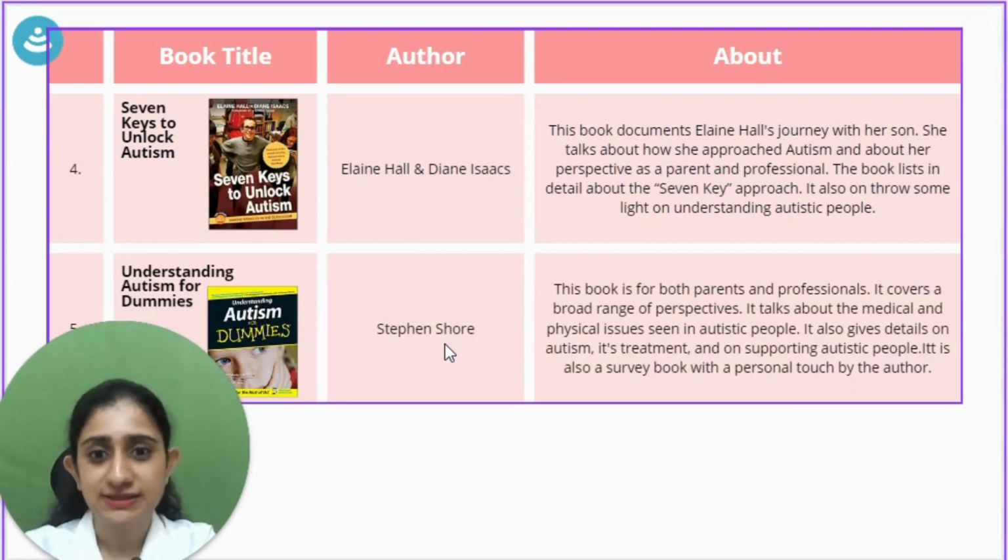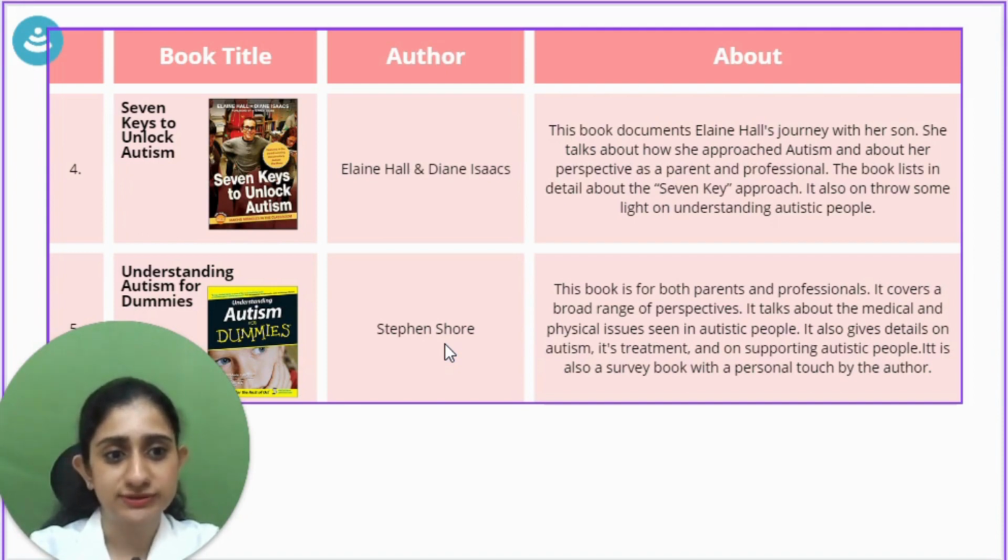The next one is Understanding Autism for Dummies by Stephen Shore. This book is for both parents and professionals. It covers a broad range of perspectives. It talks about the medical and physical issues seen in autistic people. It also gives details on autism, its treatment, and on supporting autistic people. It is also a survey book with a personal touch by the author.